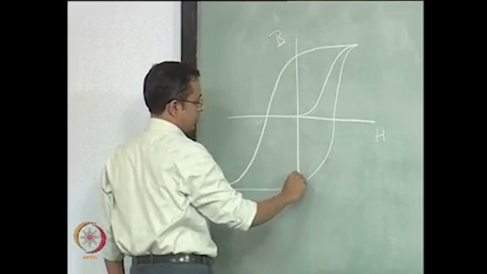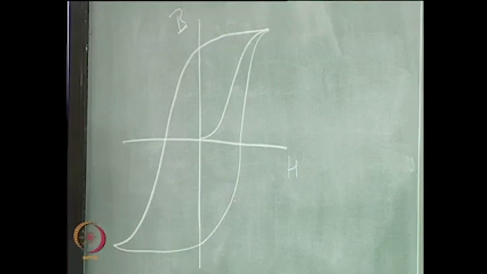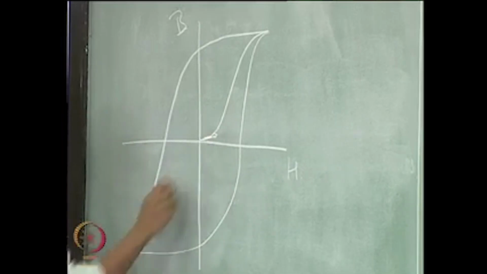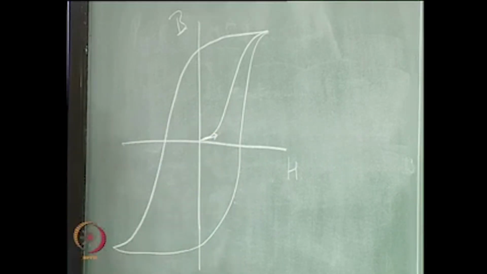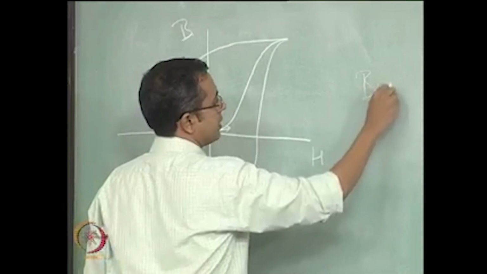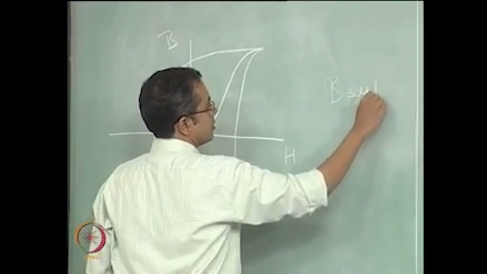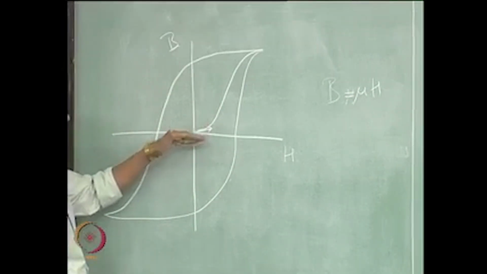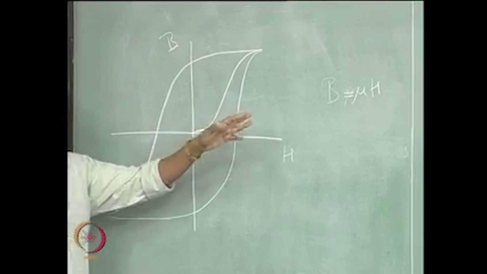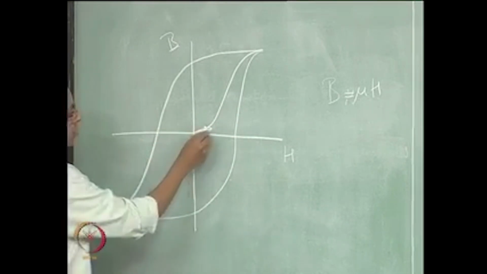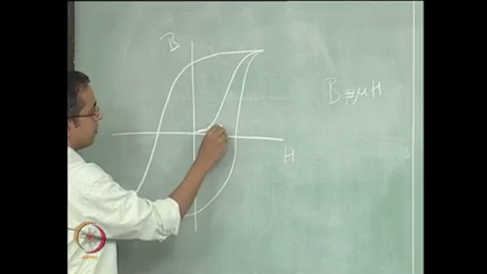So this is the behavior that you will see. Again, you can write permeability here, which is simply if you write B is mu times H. So clearly at each place, if you look at the slope for B versus H, that slope is what the mu is. That slope is varying, and so this is called mu i, or the initial permeability.